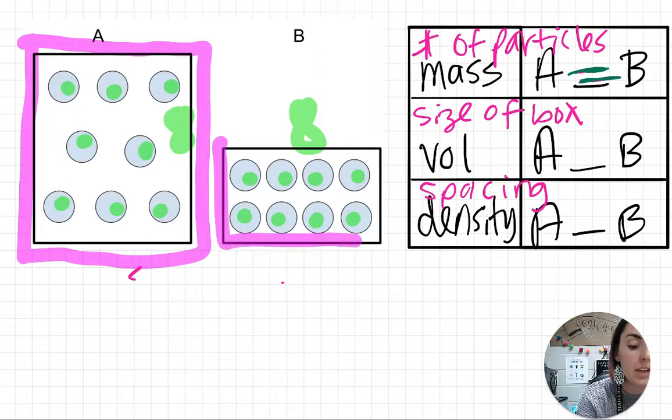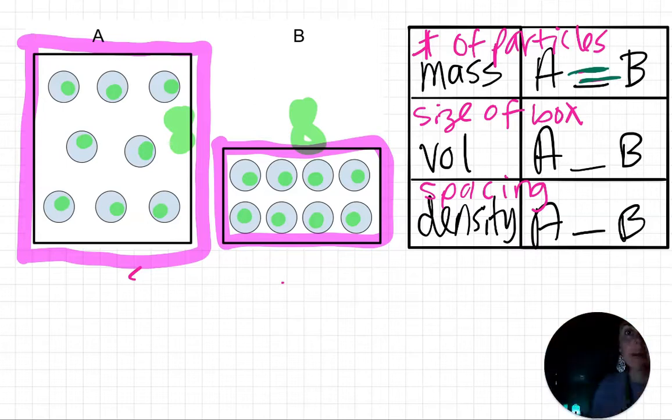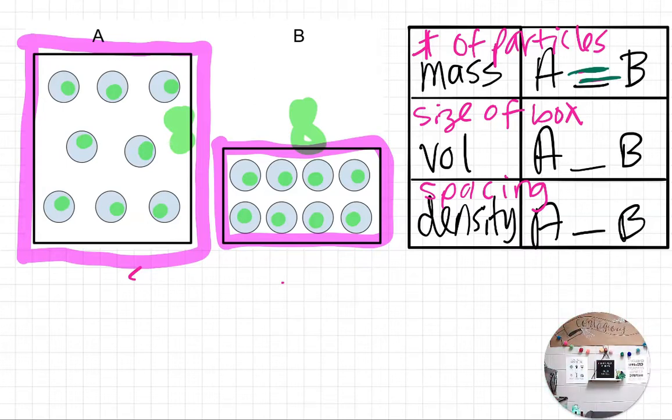And finally, density. We're looking at the spacing between these particles. So if I look at the spaces between the particles in B, those are some tight spaces, versus between the particles in A, those are some bigger spaces. So the particles in B are more tightly packed. Therefore, B has a greater density. Its particles are more compact.